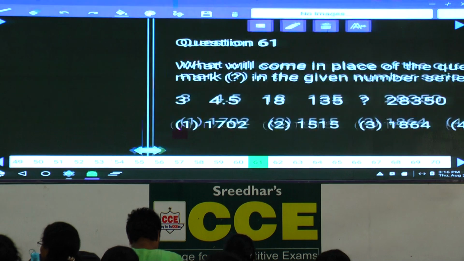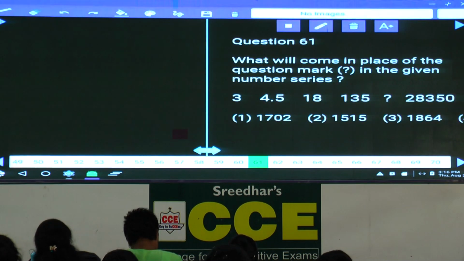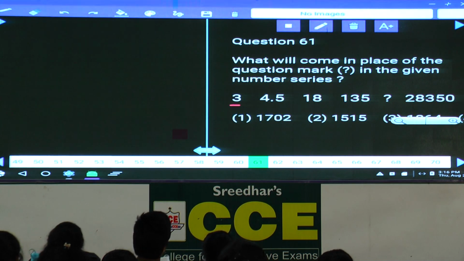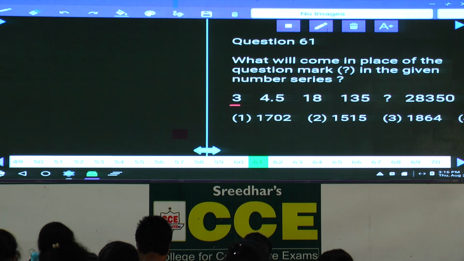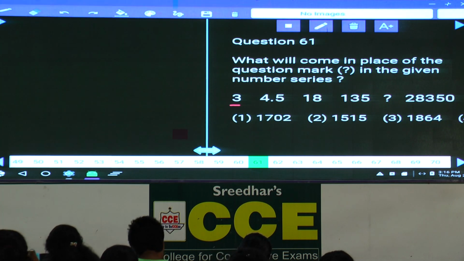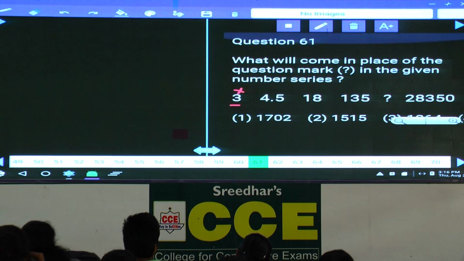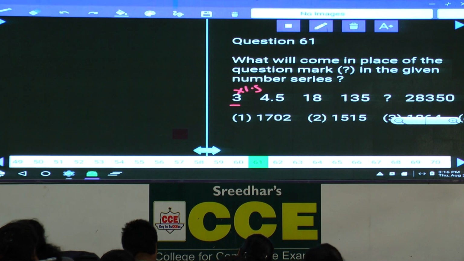Then starting with question number 61. Make it fast then. Now 61 onwards, 3, 4.5, 18, 135 and so on. Now the numbers start with 3 and end with 28350. That means the numbers are increasing at a very fast rate. It must be under product or combination. Then out of which 3 and 4.5 can be related or not. And so how can we relate this one? 3 into 1.5.